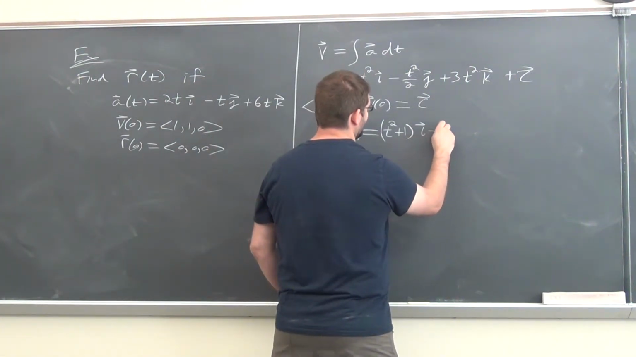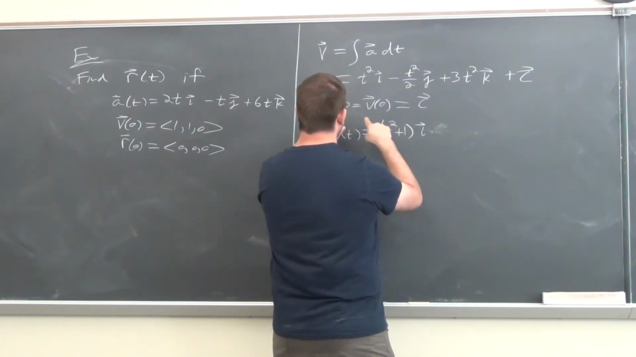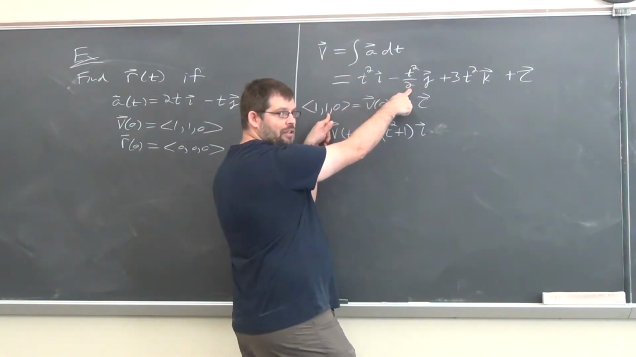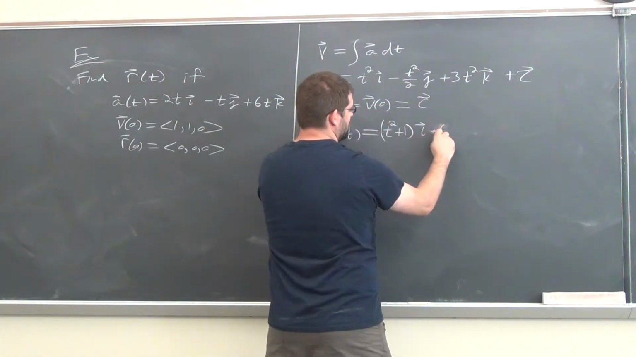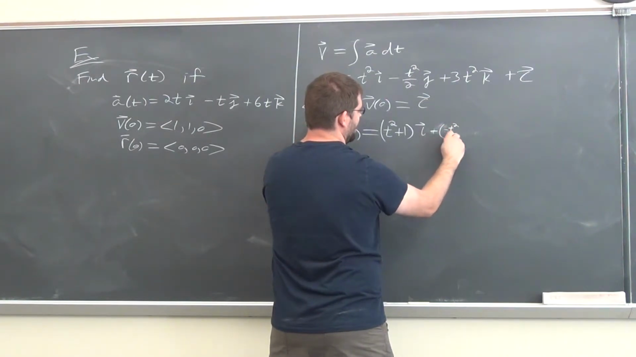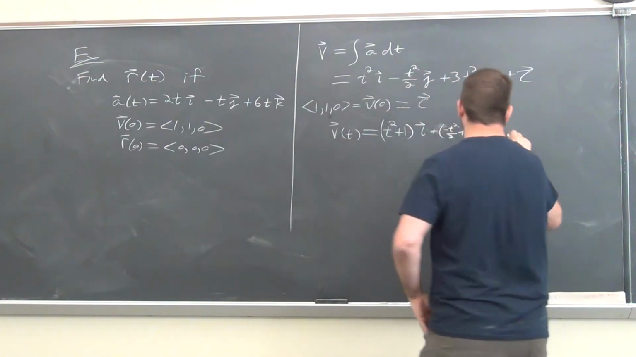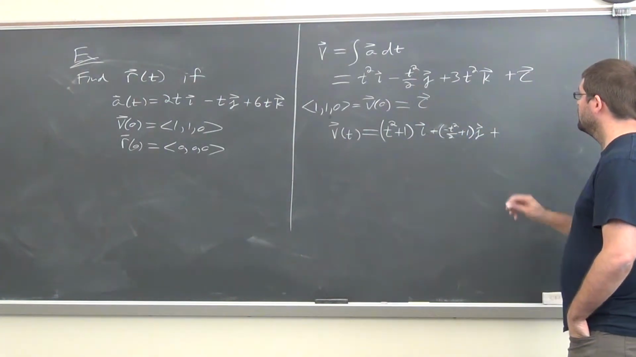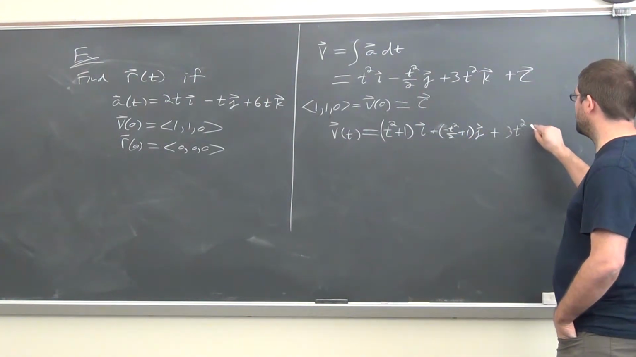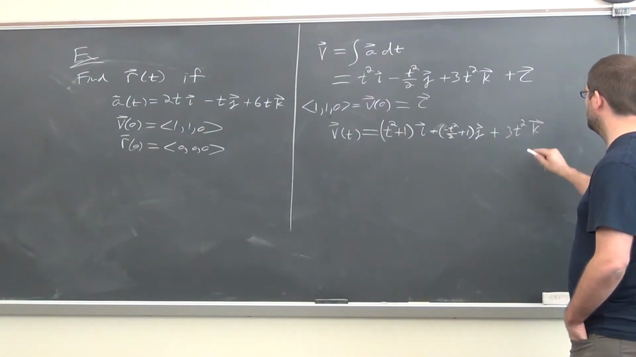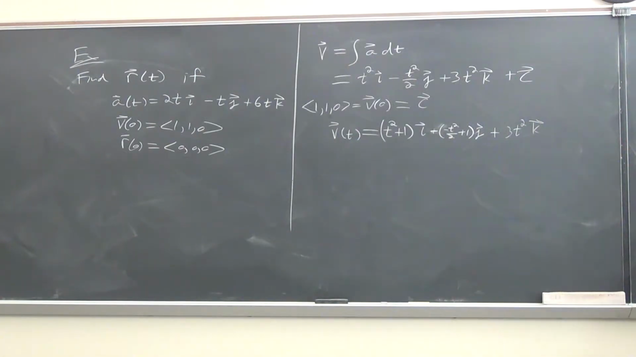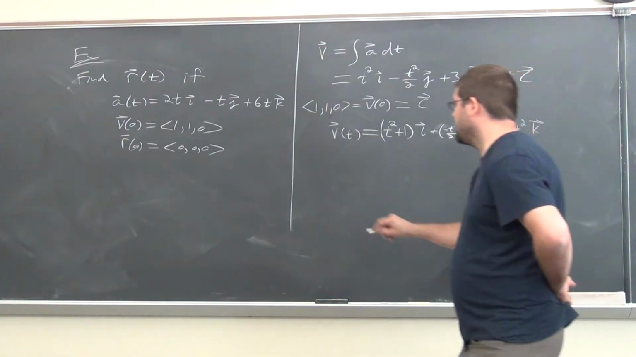And then minus, well, let me write it this way, because it's going to be that plus 1, right? So just be careful. It's negative t squared over 2 plus 1, j, however you want to write that. And then finally, the k is just 3t squared k, right? That make sense? And then position, you just play the game again.